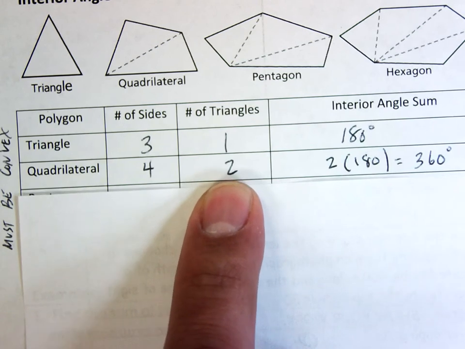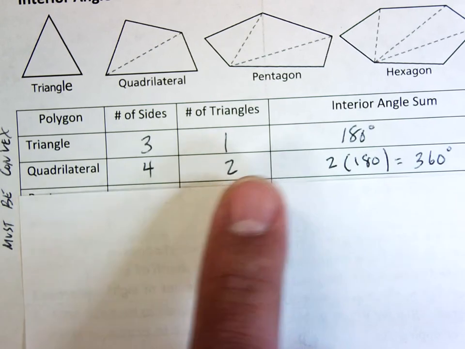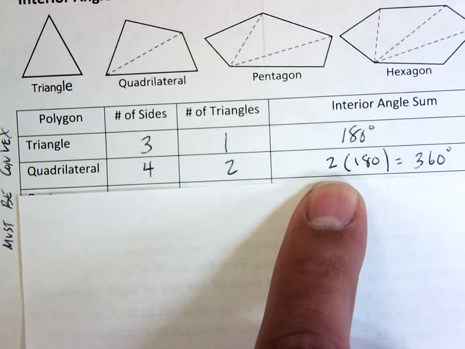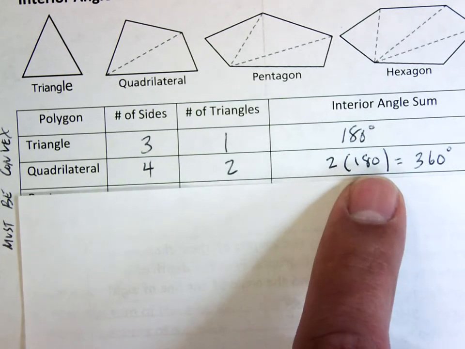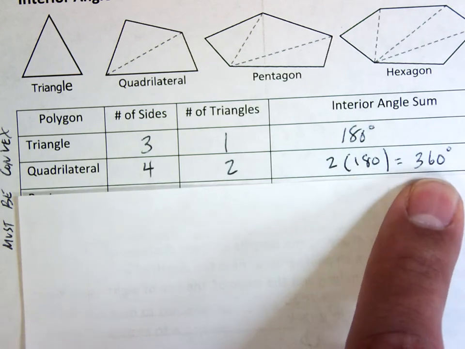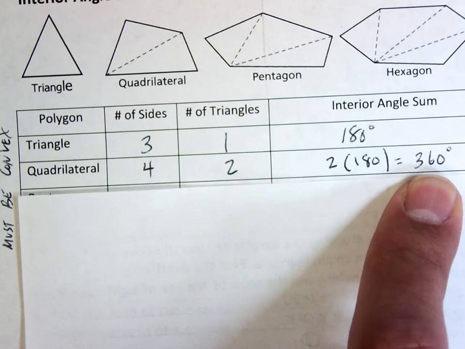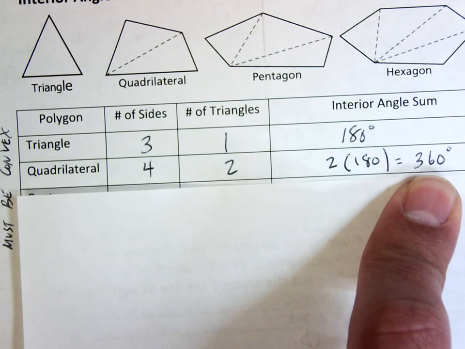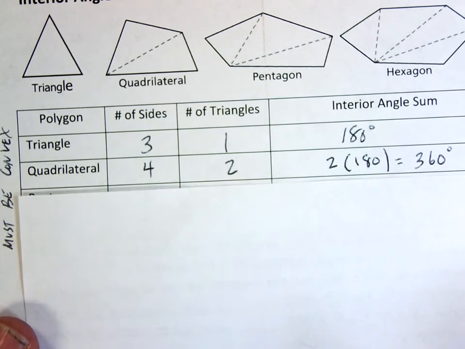But now remember, for every triangle, there's 180 degrees. So in this one, I have two triangles that I was able to make. Each triangle has 180 degrees. So if I add up all the angles of a quadrilateral, it's 360 degrees. We'll start seeing a pattern here in a little bit.